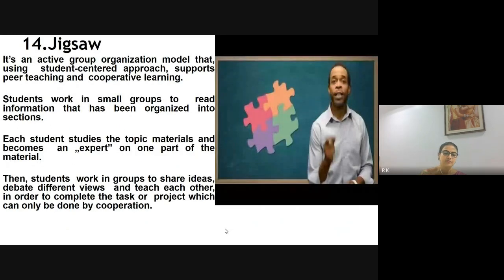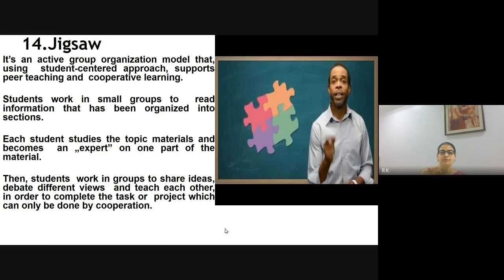The 14th method or technique would be jigsaw. This is an active group organization model that, using a student-centered approach, supports peer teaching as well as cooperative learning. Students work in small groups to read information that has been organized into sections: section A, section B, section C. I was just showing you a sample of the NPTEL MOOC course. So small sections, dividing a particular topic into different sections and giving it to each group.